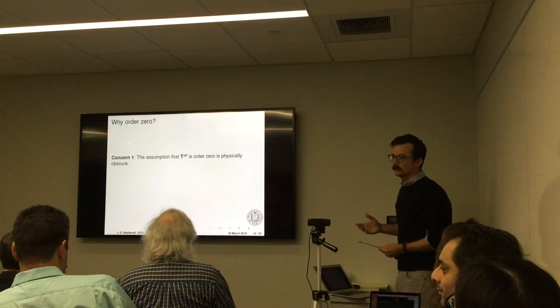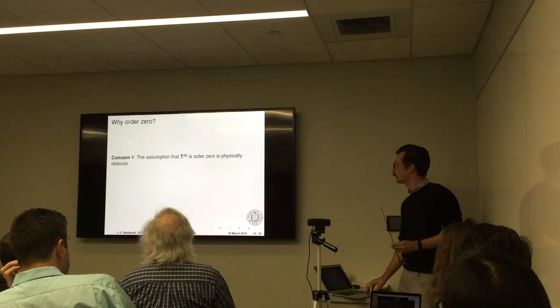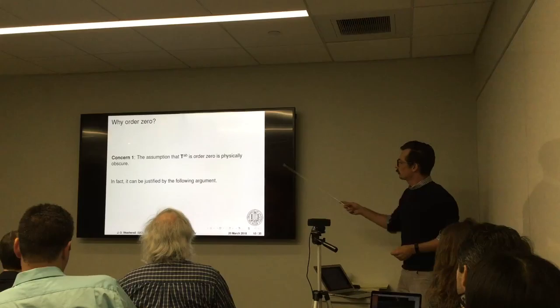In some sense, this is good, because we don't actually expect spinning bodies, bodies that have intrinsic spin in the small body limit, to follow geodesics, and so this tells us that there are additional degrees of freedom. I also want to say, though, that actually, although this looks like a somewhat physically obscure technical condition, it can be justified in an interesting way.